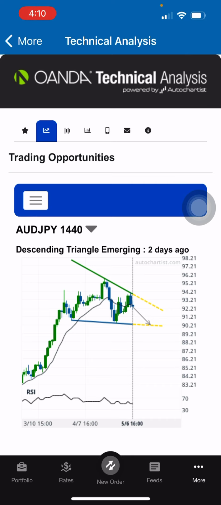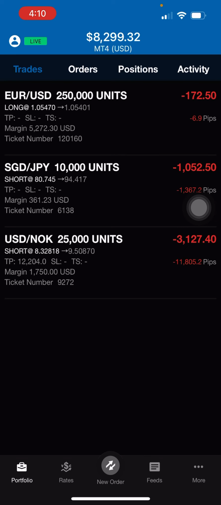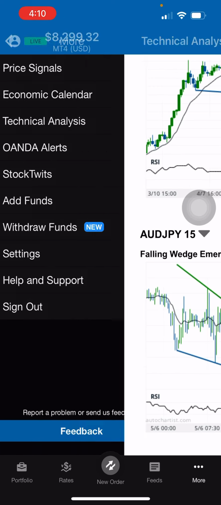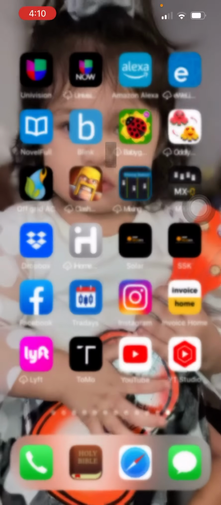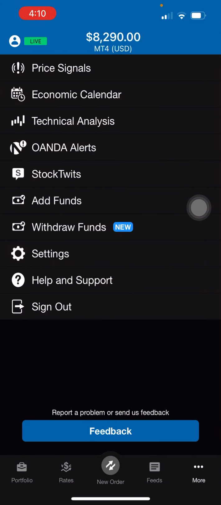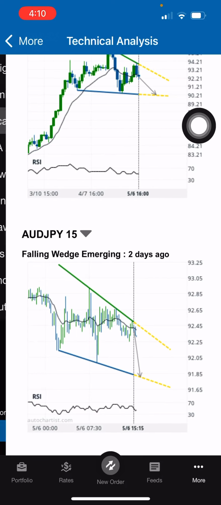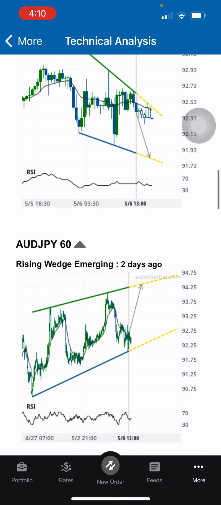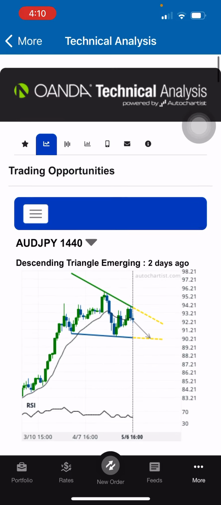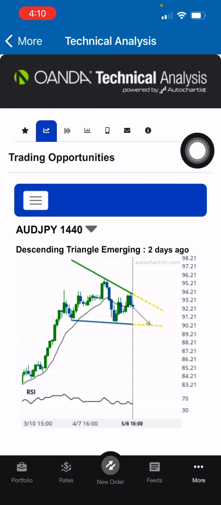And I go to my Oanda technical analysis, and let me just start it from scratch here. So you go to your Oanda app, which is called FX Trade. I go to More down here, click on it and go to Technical Analysis. And this is the one I chose, AJ. But let me take you back here, show you the different things.